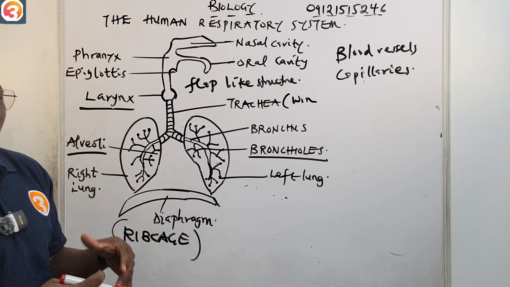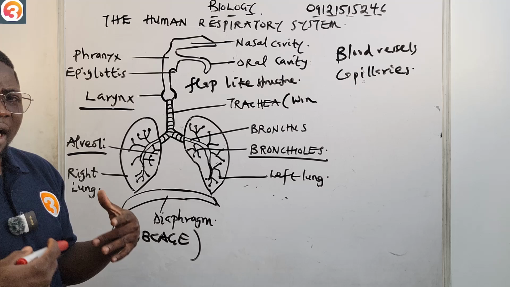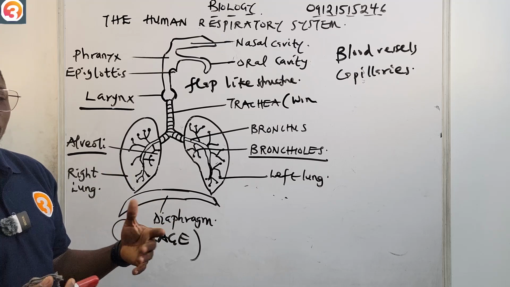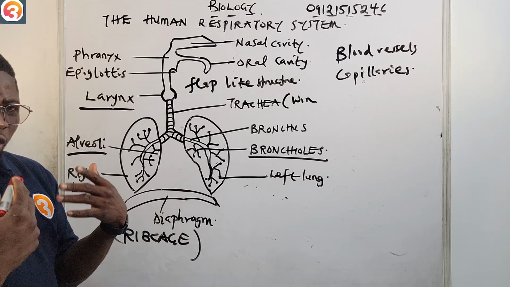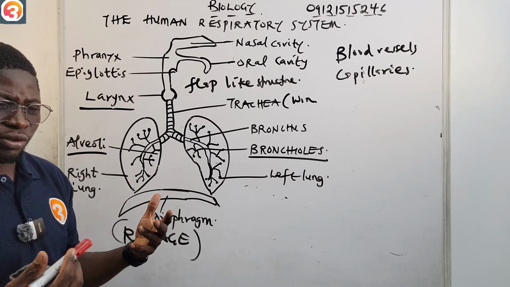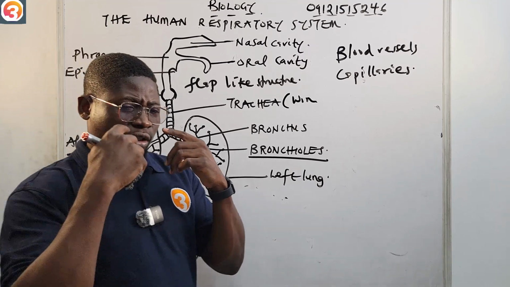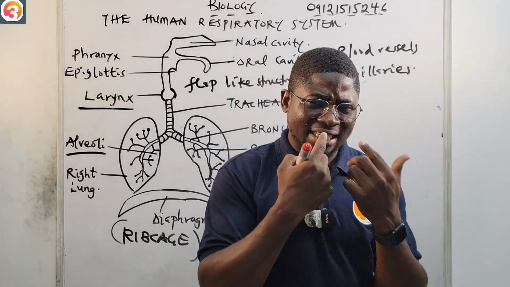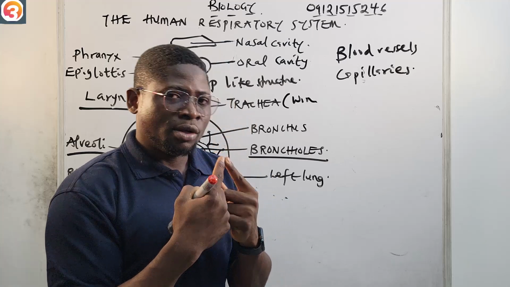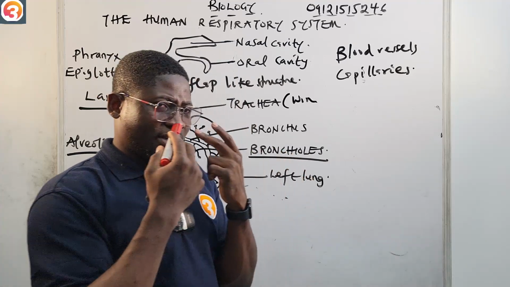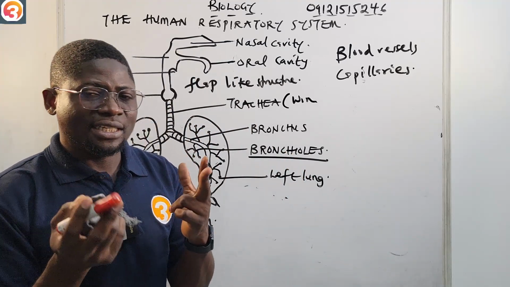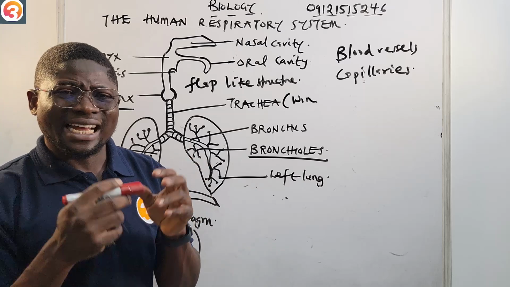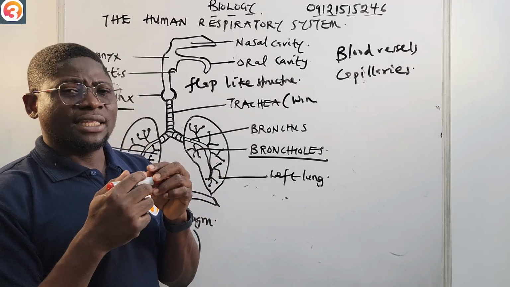Now what happens during respiration, during breathing, when we breathe in air that is rich in oxygen? First of all, we breathe in the air through our nostrils. From our nostrils, it gets to the nasal cavity. In the nasal cavity, there are mucus and air-lining structures, of course.